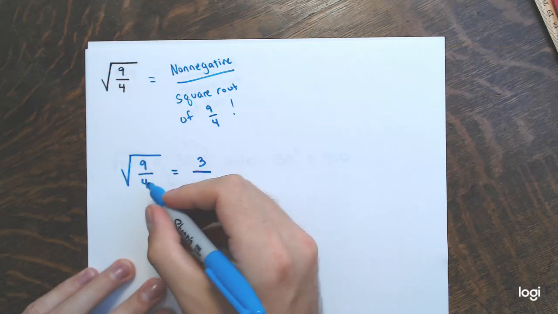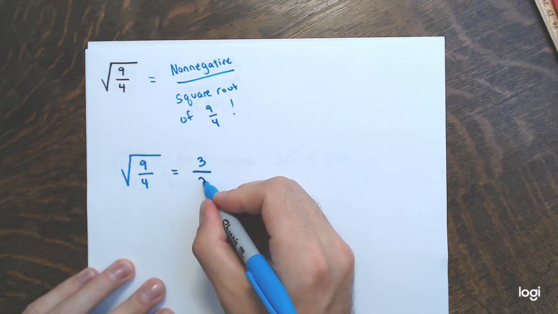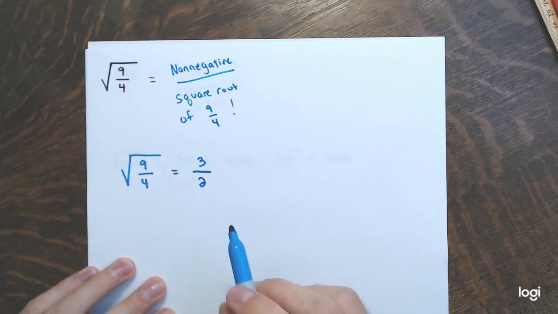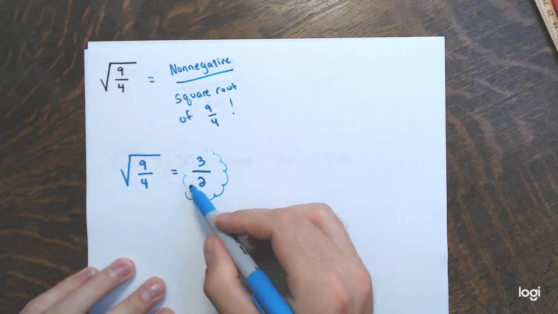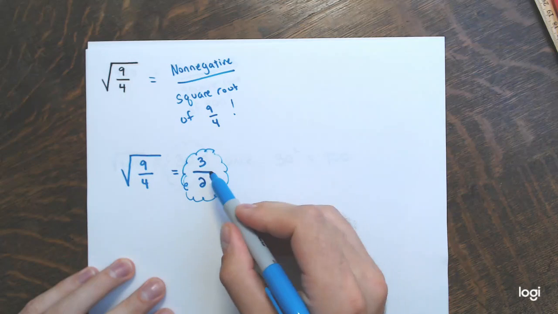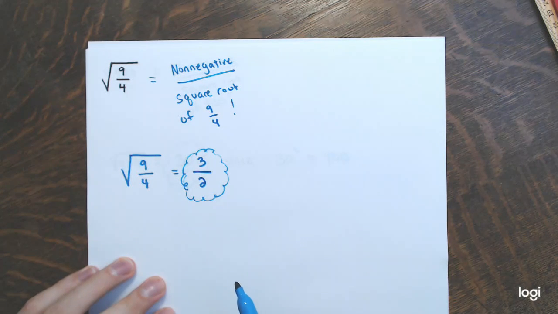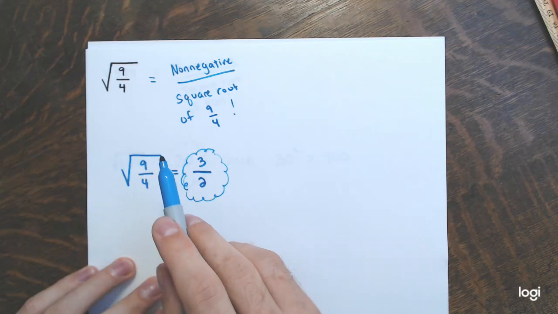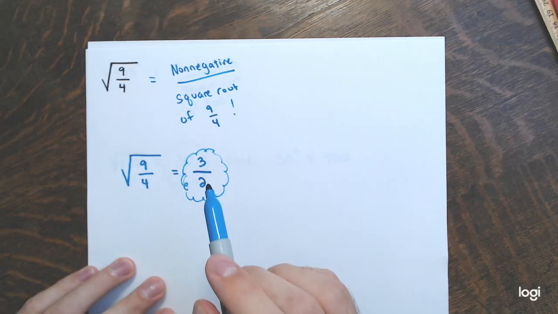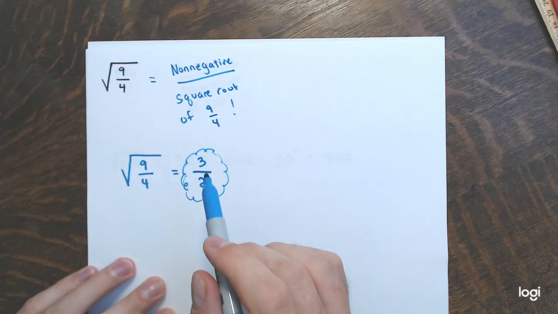The square root of 9, and 2 in the denominator. Again, positive, not negative. Now, like I said before, I know that negative 3/2 squared is also positive 9/4, but that is not what's being asked for. Pay attention. This symbol gives me the non-negative square root.